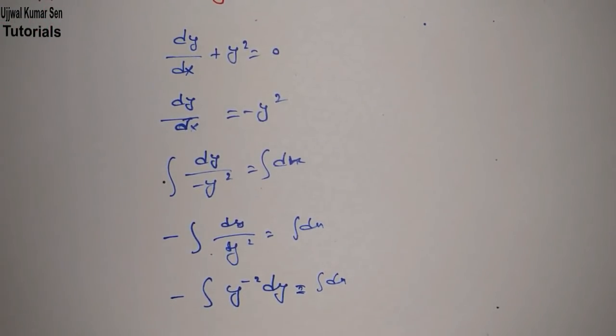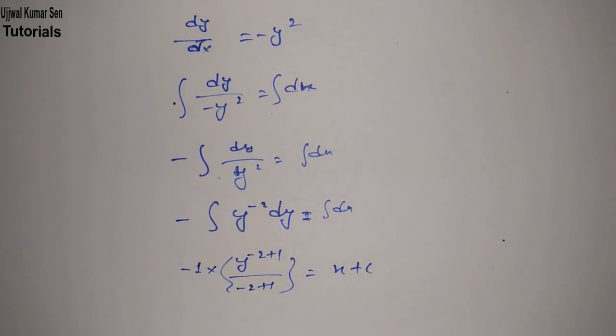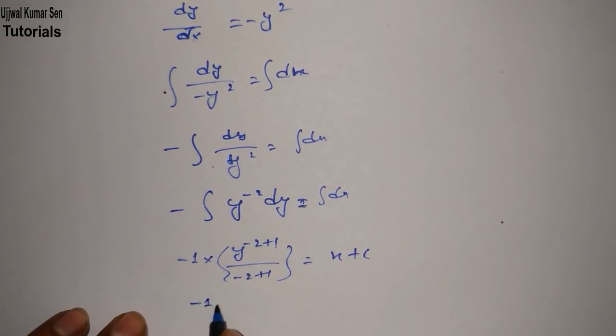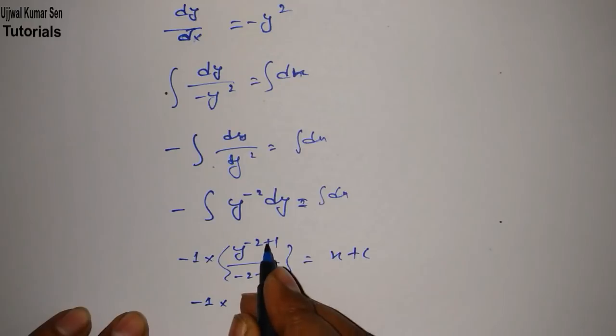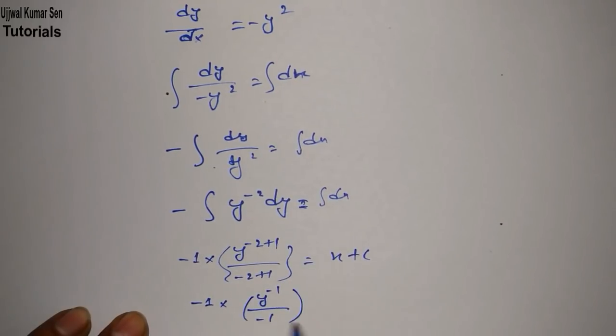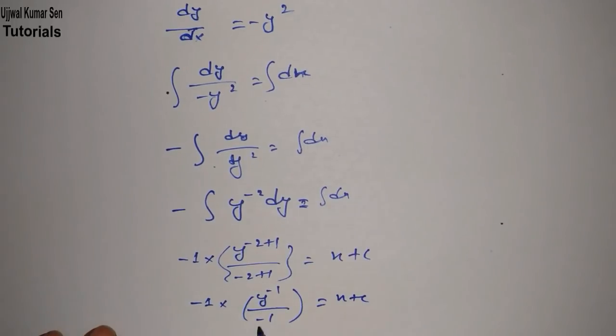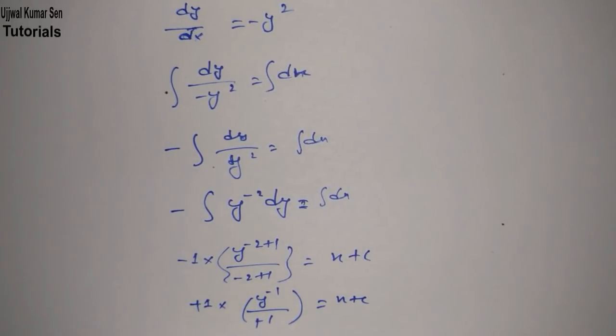So what we got is minus 1 multiplied by y to the power minus 2 plus 1, divided by minus 2 plus 1. This is the basic rule of integration, plus c. Got it? Now just simplify: minus 1 times y to the power minus 1 divided by minus 1 is equal to x plus c. Now this minus and this minus get cancelled.